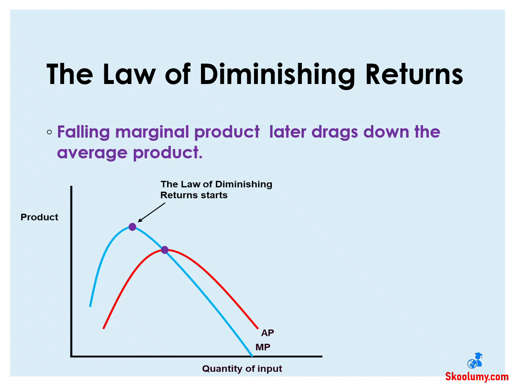Falling marginal product later drags down the average product. Average product is output per worker. It is the total product divided by the quantity of workers employed. Average product falls because as the marginal product falls, it is adding less to total product as the number of workers rises.